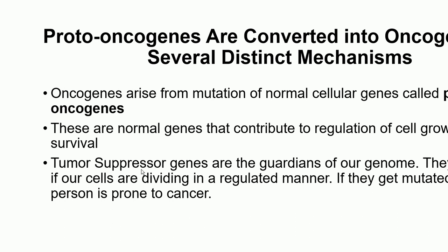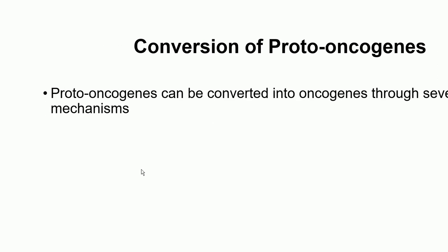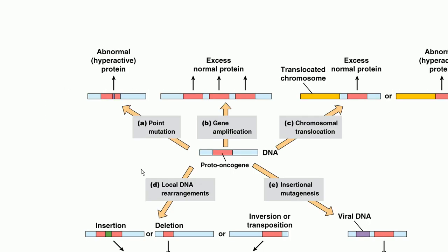But what happens in cancer is these tumor suppressor genes, which are the good genes, also get mutated. Because of the mutation, they cannot function properly. Tumor suppressor genes are like a guardian of our genome. They check if everything is going in a correct way in our cells. But in cancer, these tumor suppressor genes get changed, they get mutated, and as a result, they do not function.